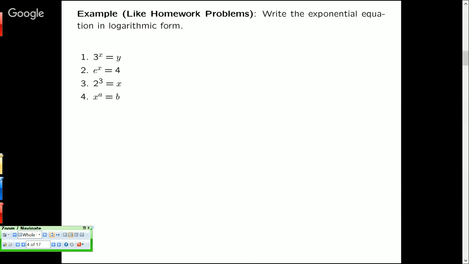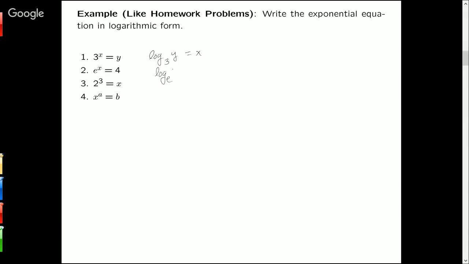Write the exponential equation in logarithmic form. So this is going to be log base 3 of y equals x. What would we get for the second one? Log base e of 4 equals x. And how about the third one? Log base 2 of x equals 3. And then the last one, log base x of b equals a. Do you guys see that pattern? Okay. A whole bunch of homework problems just like that.